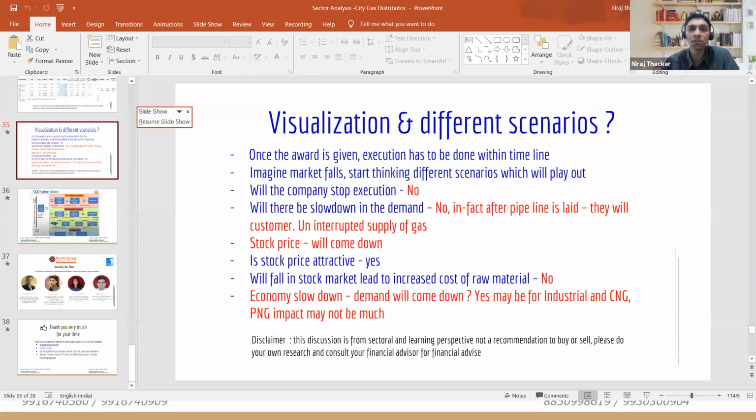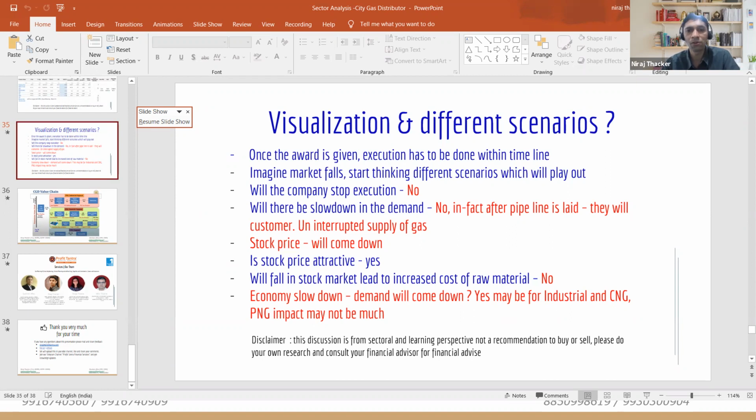So now what you will do is, if prices are very high and you have very high conviction, you start adding slowly. You don't go full on, because when the market falls, you may get it at a lower level, correct? Will a fall in the stock market lead to an increase in the cost of raw material? For city gas distribution, that is decided by the government every 6 months for certain sectors. So no, raw material cost will not go up.